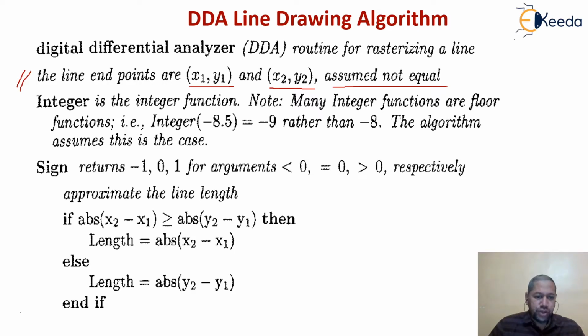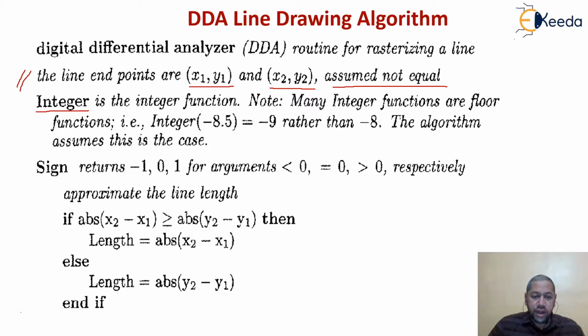Now in this algorithm we are going to consider one function that we call the integer function. Why integer function? Because in our calculation of delta x, delta y and the next point on the line, the answer may come out as a floating point number. At that time, what I need to do is take the integer value of it. Now, one note is mentioned here: many integer functions are floor functions.